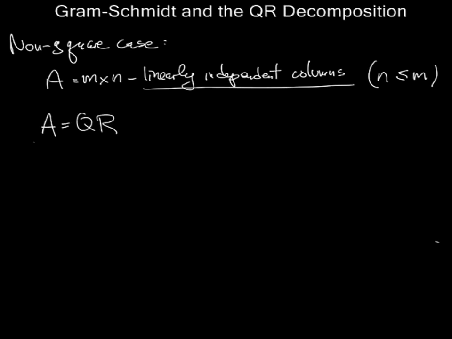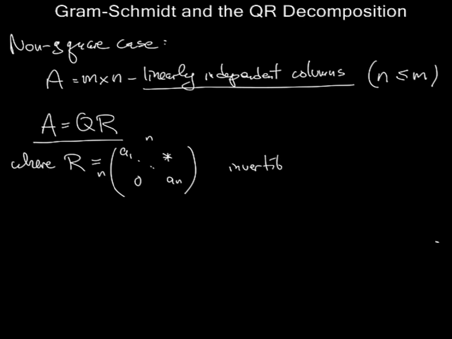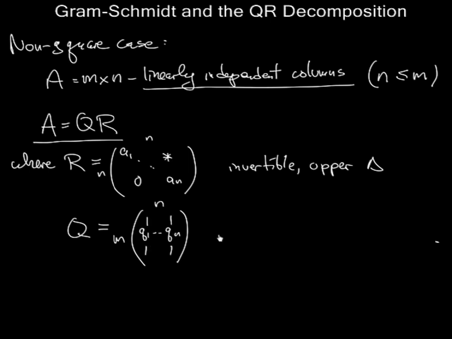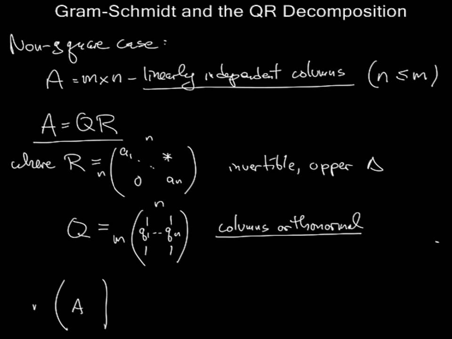And what would this decomposition be? Well, it's the same idea. R is going to be an n by n square upper triangular matrix, which is invertible. And Q is going to be orthogonal. And it's just exactly the same thing as I did before, applied to a non-square matrix. And, excuse me, I said Q is orthogonal. I misspoke. The columns of Q are orthonormal. Since it's not square, it might not be orthogonal.